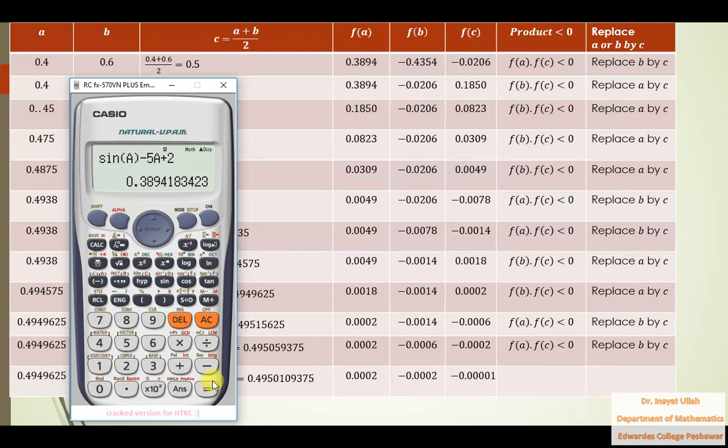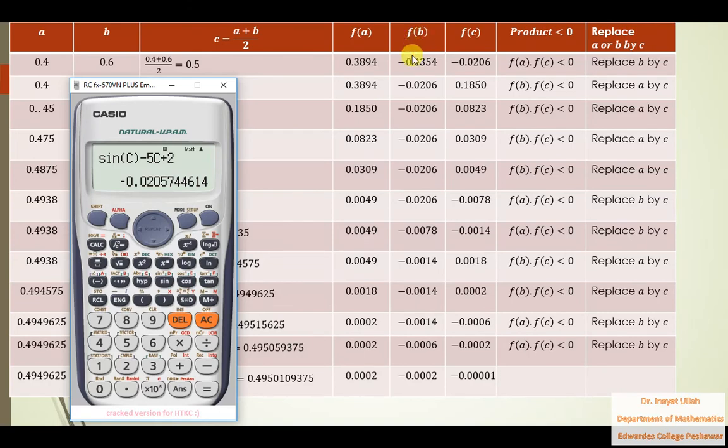Now press equal sign, we'll get f of b, which is minus 0.4354. Then press equal sign, you'll get f of c, which is minus 0.0205, so that is 0.0206, rounding this up to 4 decimal places. Now we have obtained these values. Now we see that the product of f of a and f of c is negative. Whenever you multiply these two, plus into minus is negative.